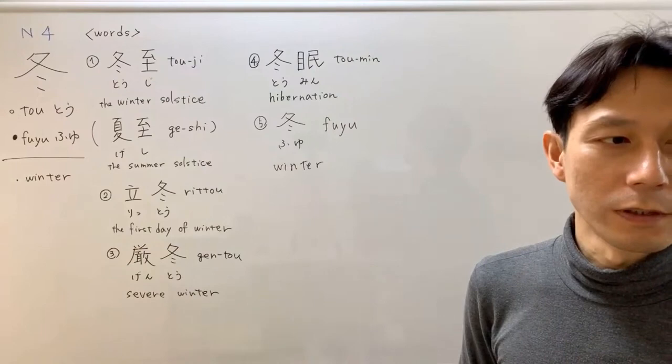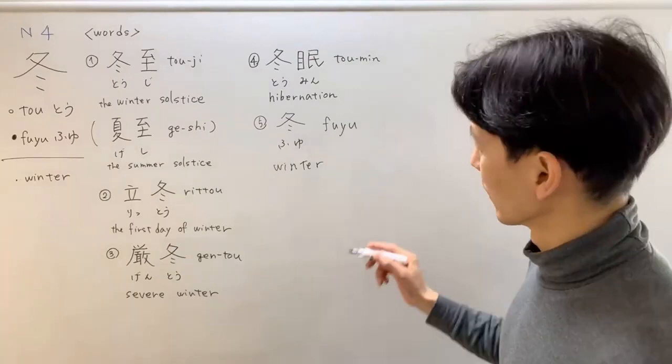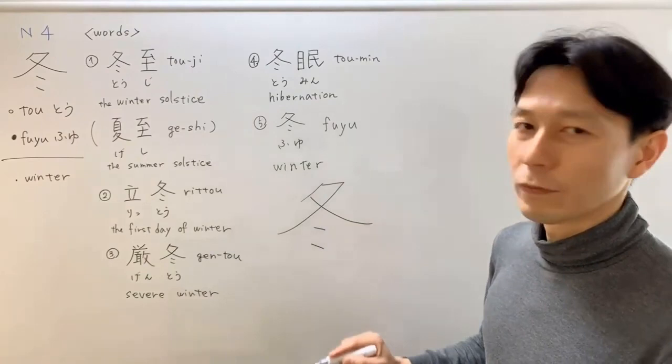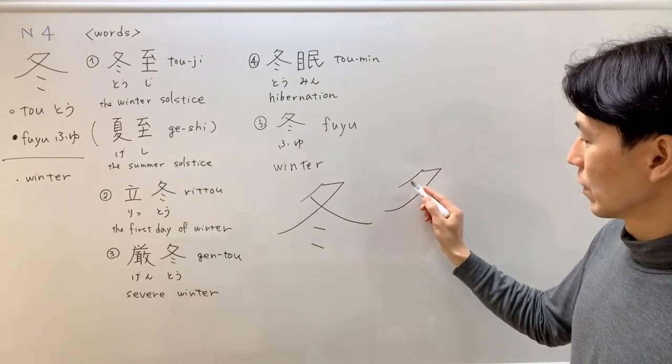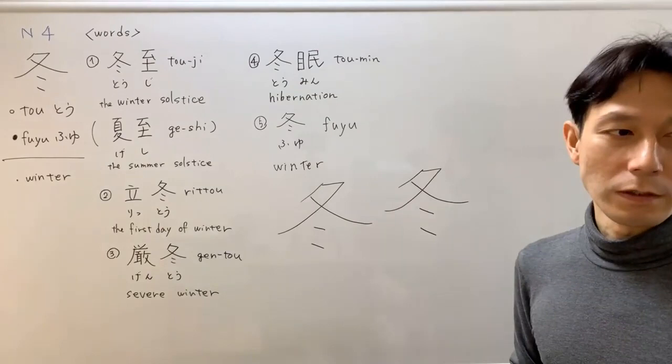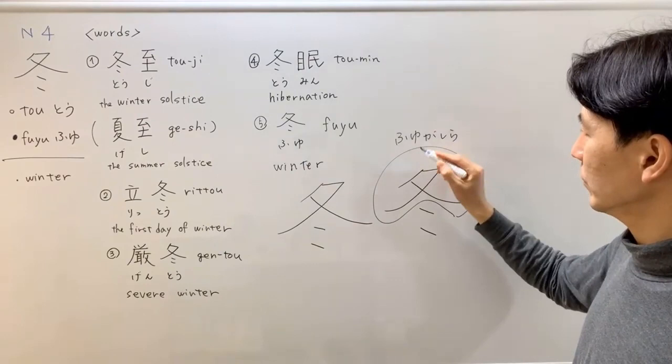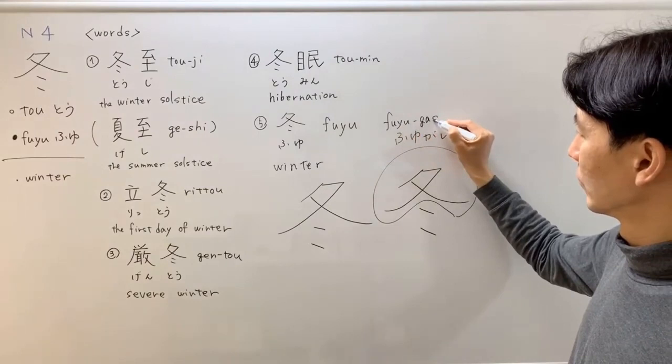Like this. One, two, three, four, five. Five strokes. And the radical of this character is fuyugashira.